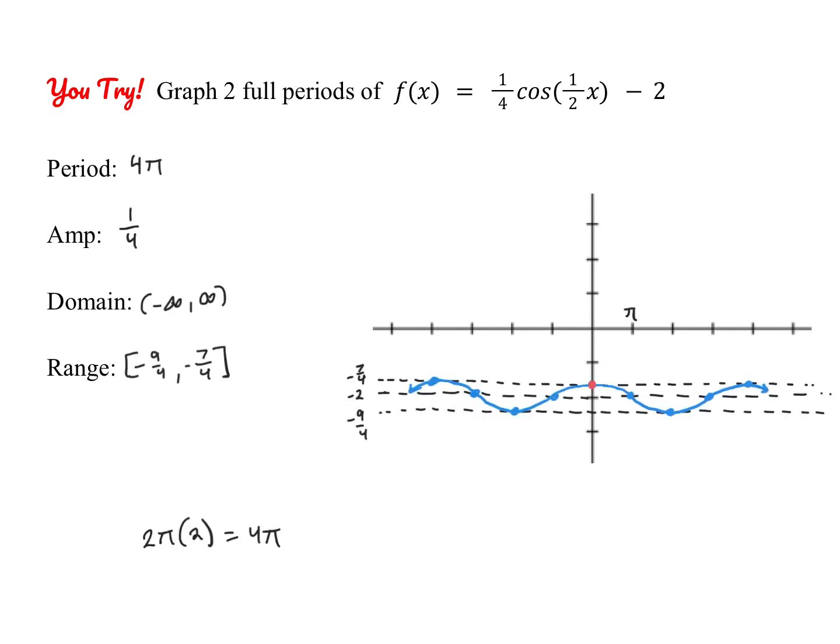All right, go ahead and check your work here. So you can see that this shift down 2 shifted my midline to -2. And since my amplitude is 1/4, that means my maximum is at -7/4 and my minimum is at -9/4.